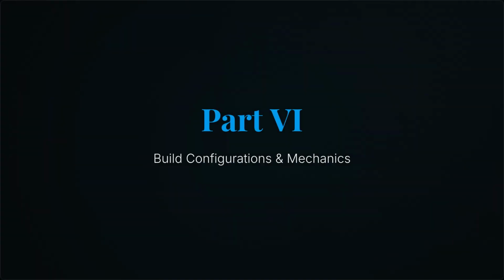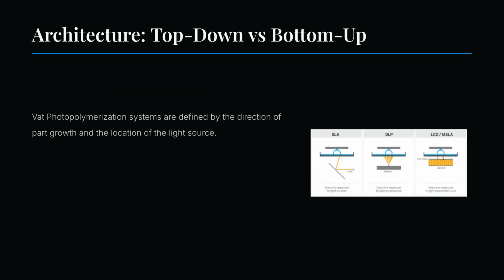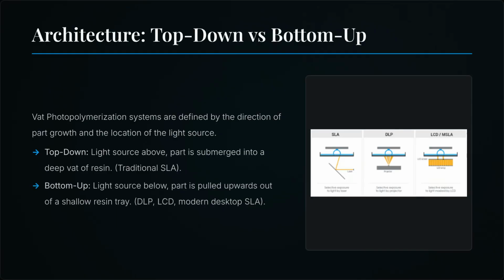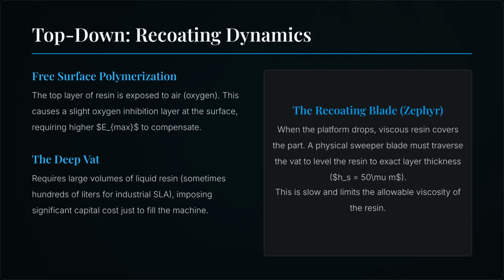Next, we move to part 6 to discuss various build configurations and their mechanical implications. Vat systems are categorized by their build direction. Top-down systems submerge the part into a deep vat, while bottom-up systems pull the part from a shallow resin tray. Top-down SLA requires a large volume of resin and a recoating blade to level the surface, which is slow but offers high accuracy and low separation stress.